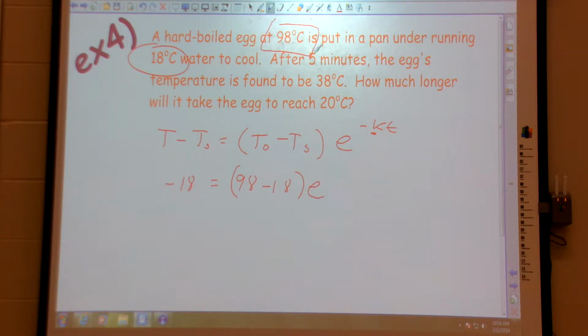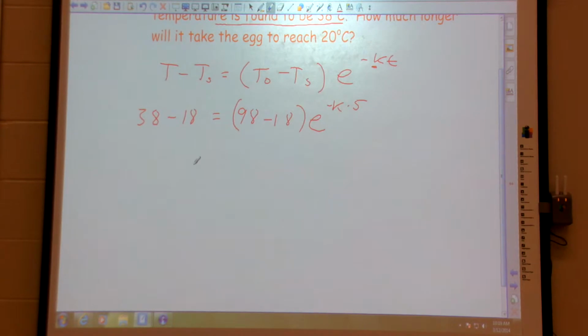Now this sentence right here has no bearing on the actual solution other than I'm going to use it right now to find the rate. The actual question here, just like half-lives, we can't answer that yet. We're going to ignore the actual question. We need to find the rate. So I'm going to use that. In 5 minutes, so little t is 5, the egg's temperature is 38. So I plugged it in for temperature. Let's solve that to get k.